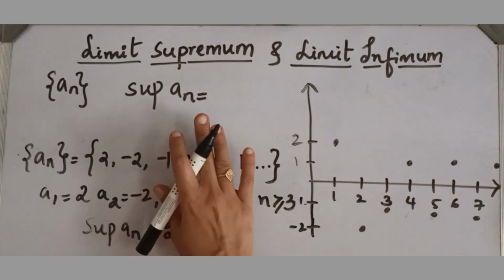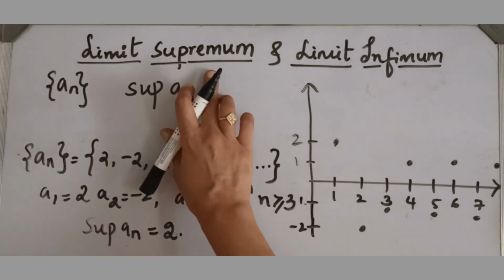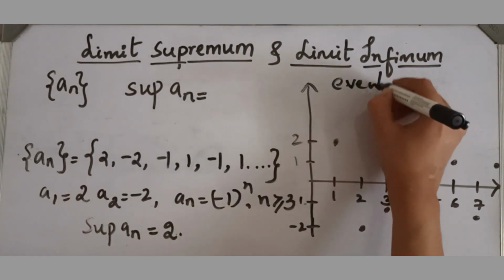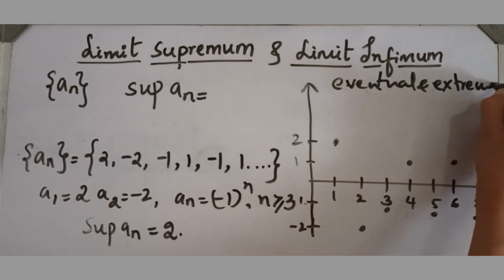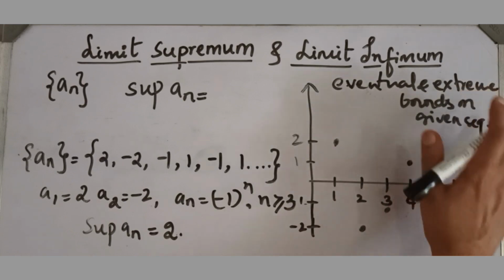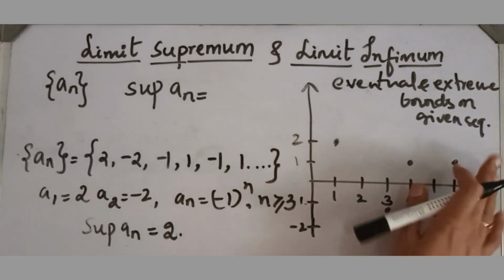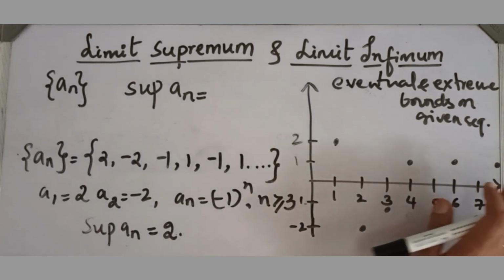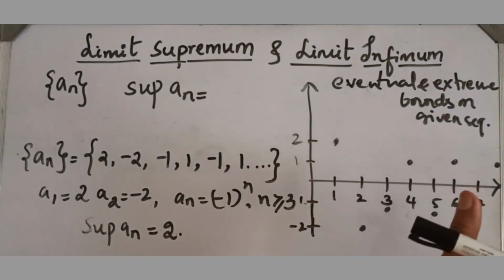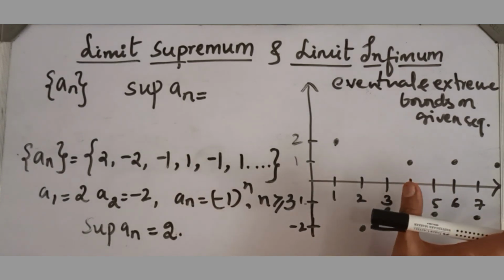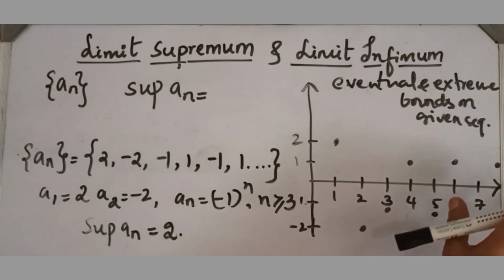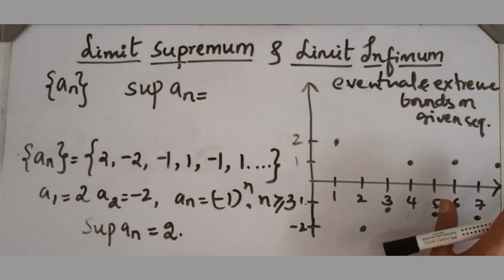So, when we have the concept of supremum, why do we need limit supremum? What is the meaning of limit supremum? Limit supremum gives you eventual and extreme bounds on a given sequence. So, what are these eventual and extreme bounds? We are finding the supremum of the sequence as n tends to infinity. That means as we move towards larger and larger values of n, only in that particular region of the sequence we want to find out what the largest value is. That is, what is the greatest number as we move towards infinitely many members of the sequence?